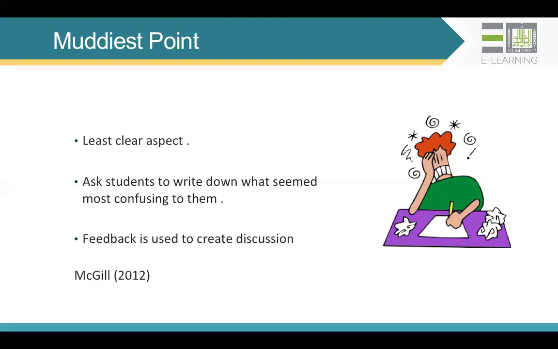Muddiest point is a really straightforward strategy that can be used in traditional lectures. This strategy allows students to reflect on which aspect of the lecture is least clear to them. So in this strategy, you can ask students to write down what seemed most confusing to them.